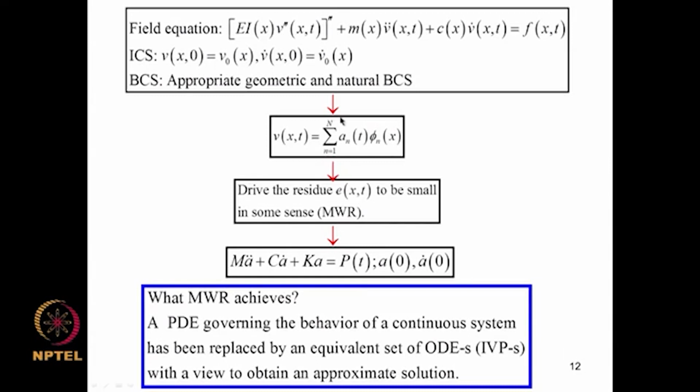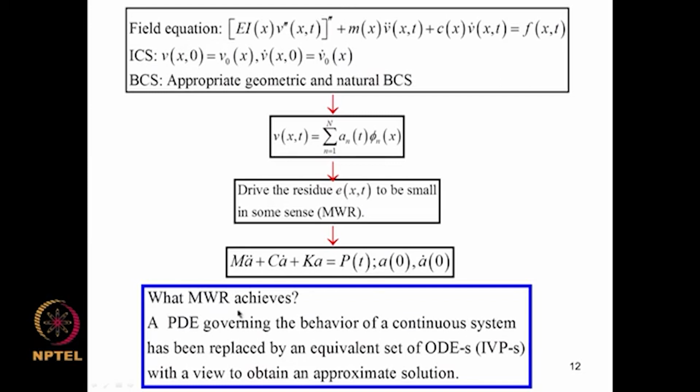So these phi_n(x) are valid over the entire domain of the beam. When we substitute this into the field equation, we get an error that we call residue, and the method of weighted residual essentially minimizes this residue in some sense. That leads to a set of discrete equations, that is, the space variable x has now been discretized and we are left with time, which is still continuous. So this is a semi-discretized equation of motion for the system, and this leads to the concept of mass, damping and stiffness matrix and a forcing vector.